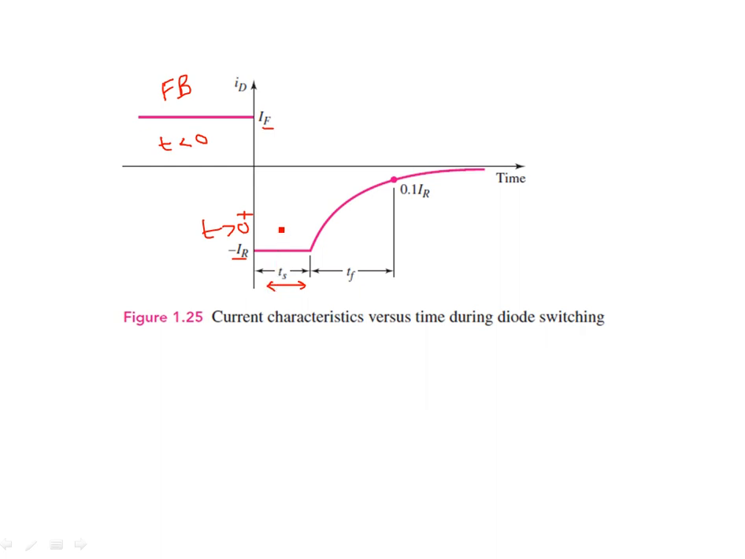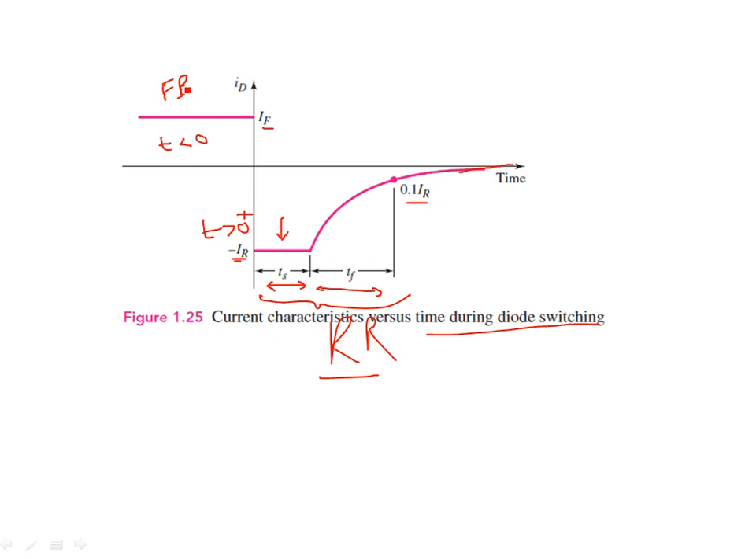This is the storage time. This is the time when the charges are being settled, and then you have the fall time, which is approximately 10% of the initial current. Both the settling time and the fall time constitute the total recovery time of the diode, before finally, after the reverse recovery time, you have the small reverse saturation current, as happens in the IV characteristics of a diode. So it requires some time. This is the current characteristic versus time during the diode switching.